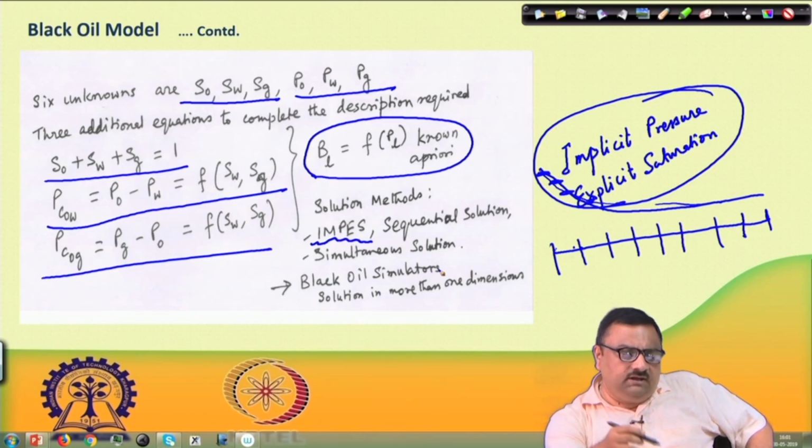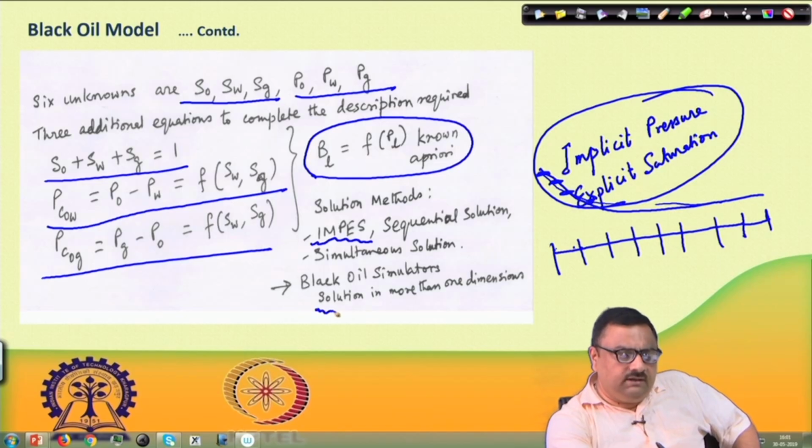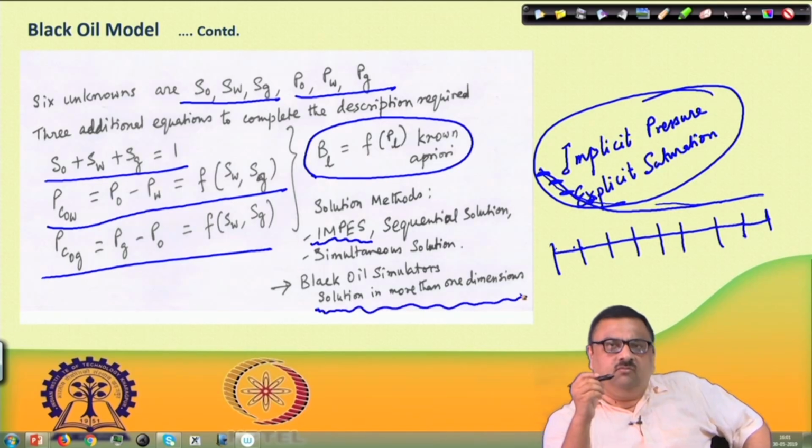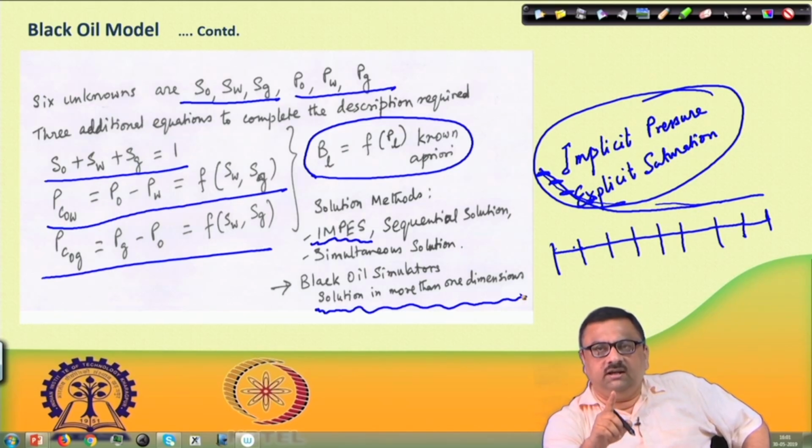Before I go to simulators, I must point out that there is scope for solution in more than one dimension. Here, in this continuity equation, we talked about only one x. So it is a one dimensional problem, three phase flow, but one dimensional. But in a real porous medium, if you want to solve it for a real reservoir, you may have to resort to 2 dimensions or 3 dimensions.